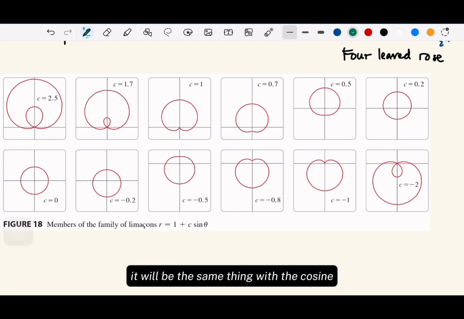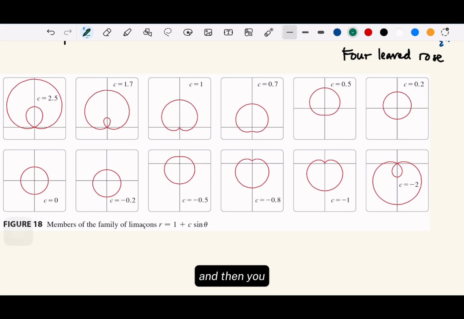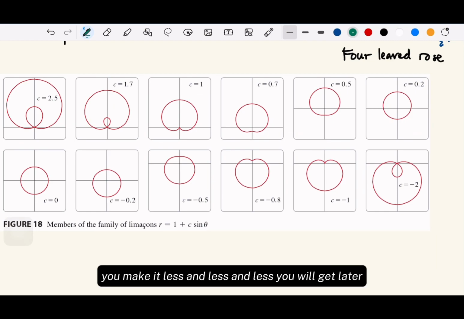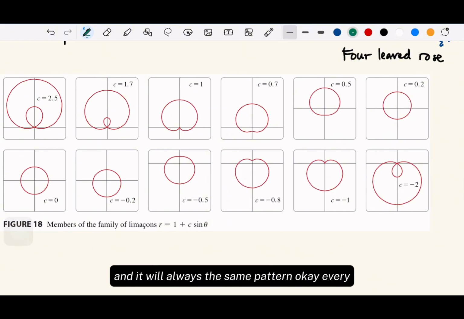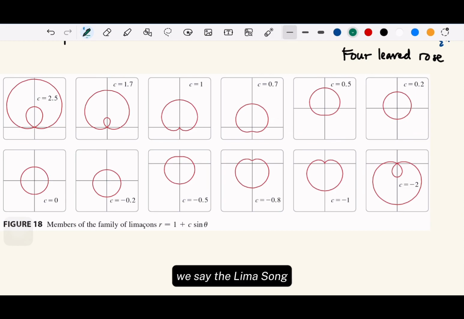It will be the same thing with the cosine. Cosine will start from the right, and then you change the c, you make it less and less and less. Later it will be on the left for the cosine. And it will always be the same pattern, whether we say limaçon or cardioid.